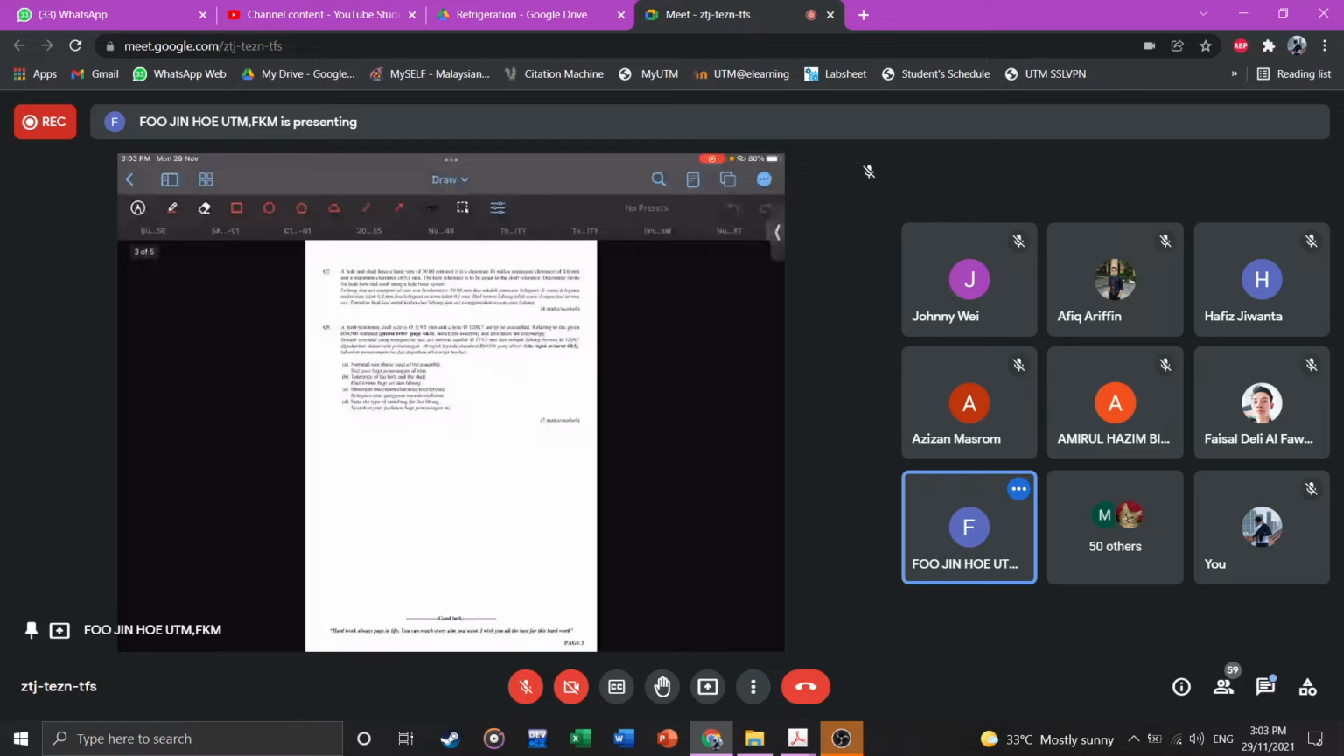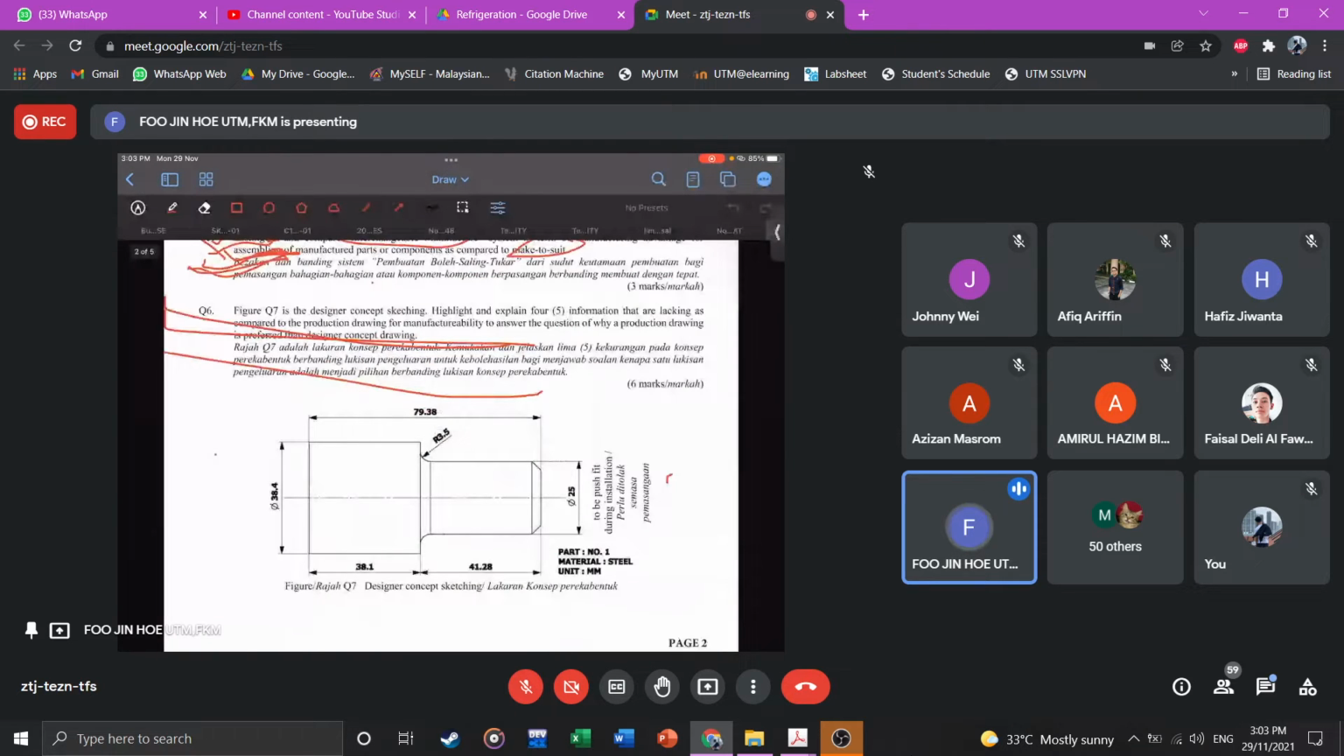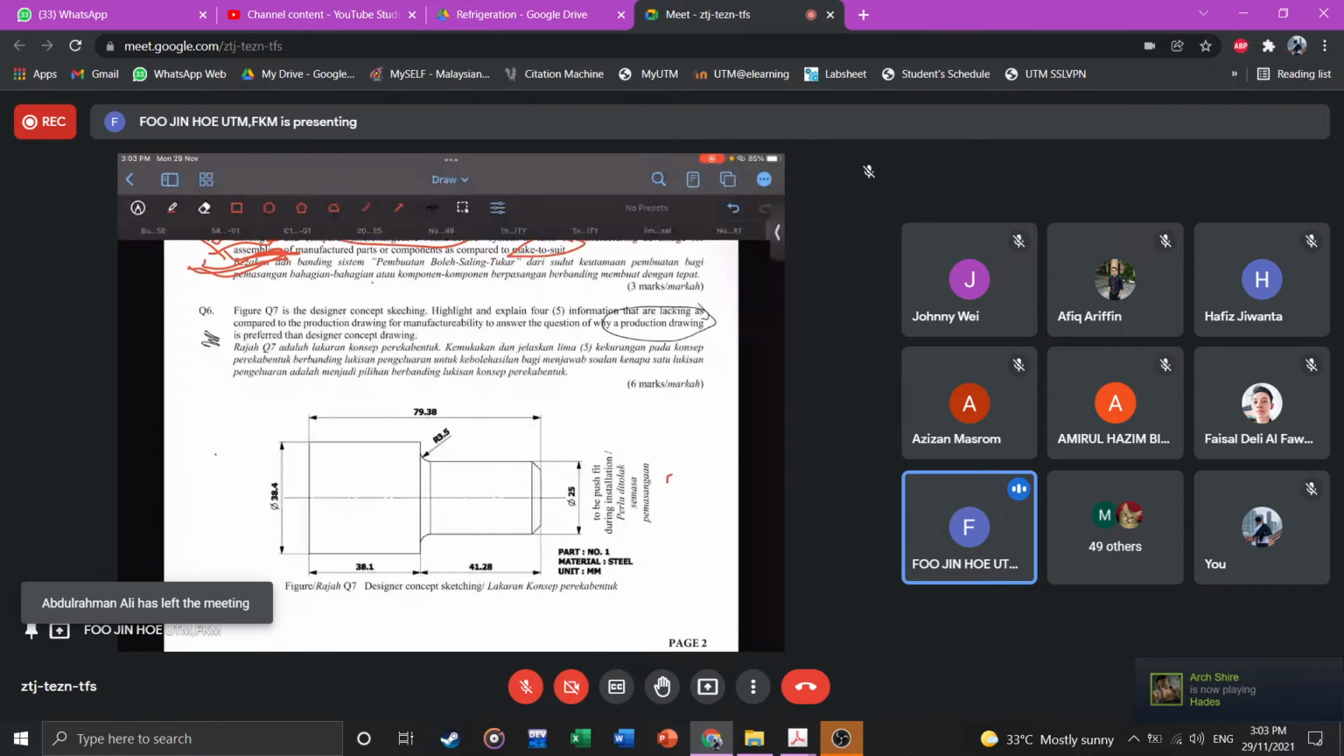Figure Q7 is a designer concept sketch. Highlight and explain 5 pieces of information that are lacking compared to the production drawing for manufacturability. This answers why a production drawing is preferred over a designer concept drawing. A production drawing tells you, for example, that there's no unit. If you see from this drawing, 79.38 is what? Inch, meter, cm, mm, we don't know. And there's no plus minus here, there are no tolerances here.